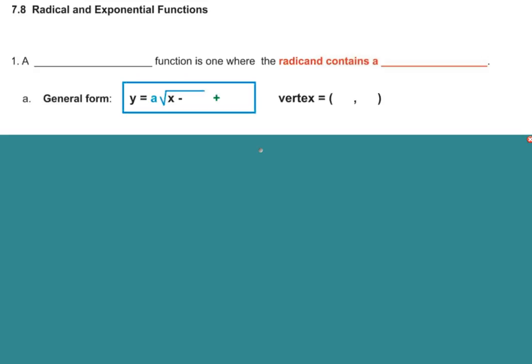Okay, 7.8, last lesson of the chapter. Radical and exponential functions. All right, so a radical function is one where the radicand contains a variable. We've done this before, but now we're going to graph them.